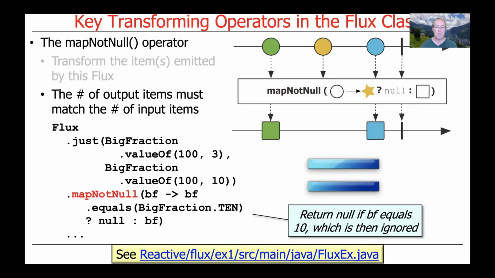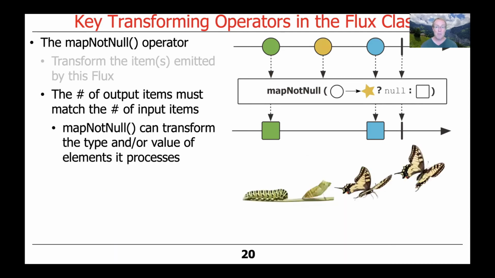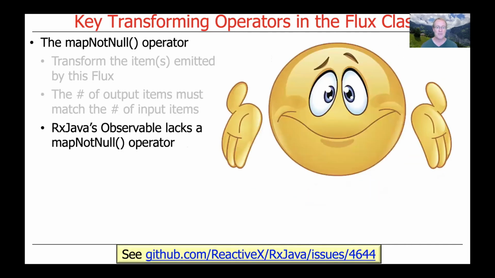We then go ahead and use mapNotNull, and we do a little fancy ternary operator magic where we check to see if each of the BigFractions equals the value 10, the BigFraction of 10. And if it does, we return null. Otherwise, we return the BigFraction. Because in the case where we have 100 divided by 10 being 10, null will be returned. But because we're using mapNotNull, that will be ignored. So the value null will not be emitted. It'll only emit the BigFraction of 100 over 3. As with map, mapNotNull can transform the type and/or the value of the elements that it processes.